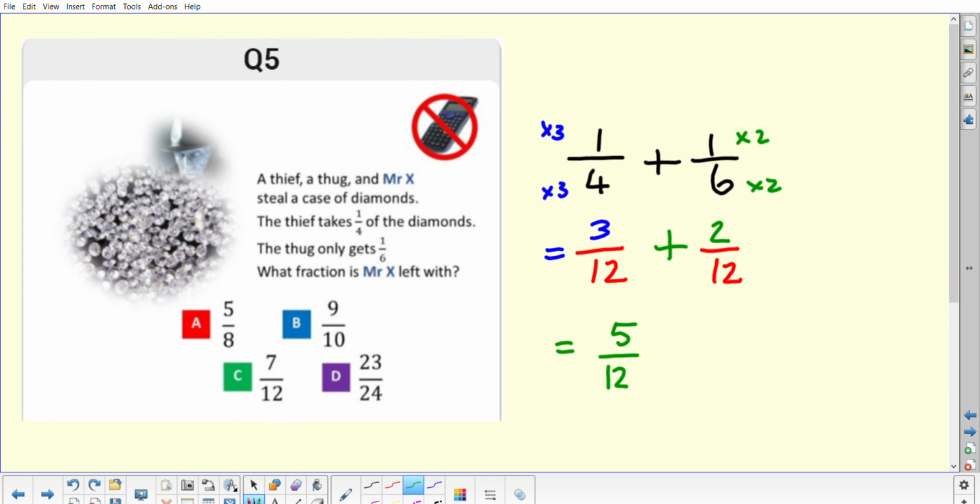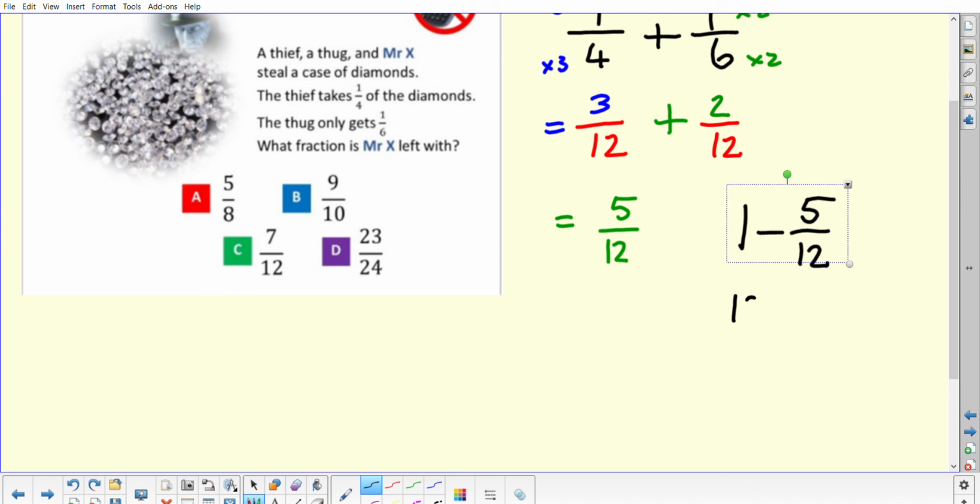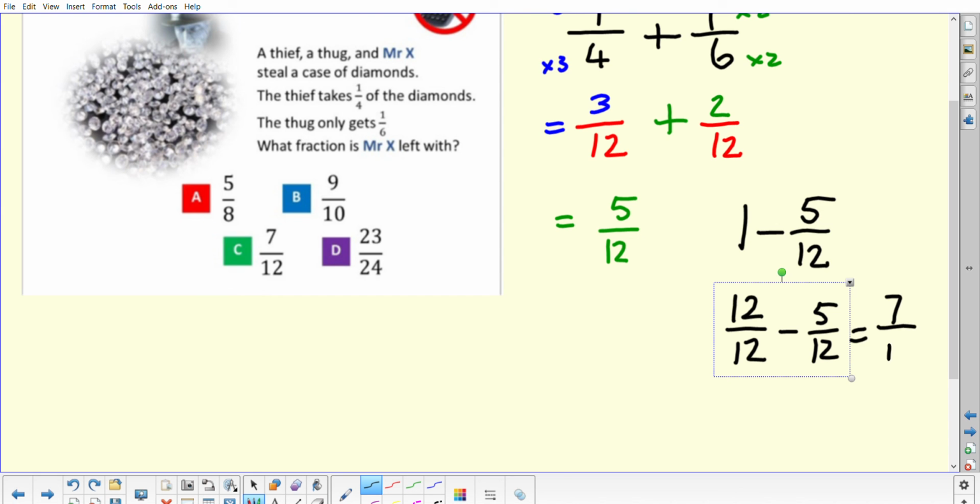Now that's what the two people who took away their share, if you like, so they've taken away 5/12. So what would be left would be 1 whole take away 5/12. Now 1 whole is the same thing as 12/12. So 12/12 take away 5/12 would mean that the person who was left, Mr. X, he would be left with 7/12, which would of course be answer C. So well done if you got that one, a wee bit trickier to think through.